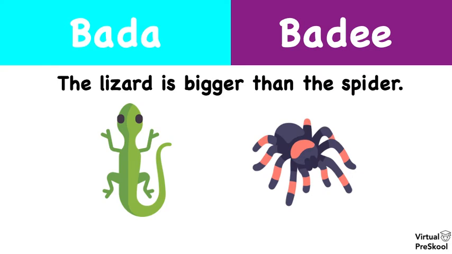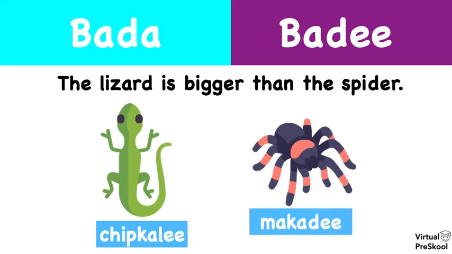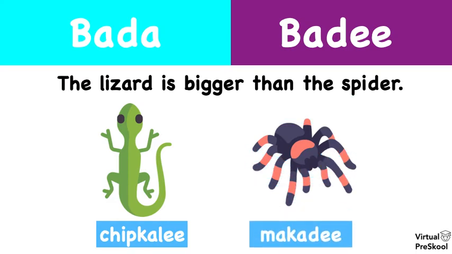Next one. The lizard is bigger than the spider. Lizard in Hindi is chipkali. Spider is makdi. So would we use bada or badi? Well, what's the sentence about? Is it about the lizard or the spider? The sentence is about the lizard. And lizard is chipkali. So would it be bada or badi? Badi. So put the sentence together now.